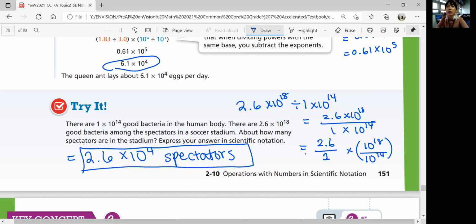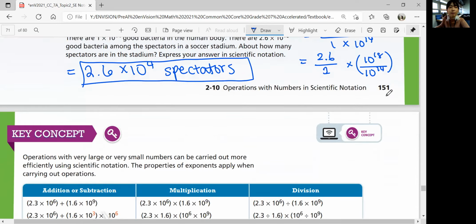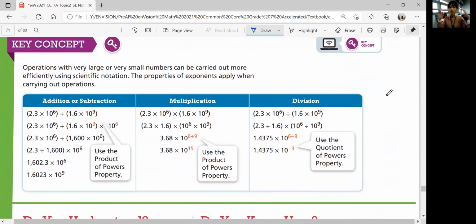All right, that was lesson 2-10. Let's summarize the lesson. Operations with very large or very small numbers can be carried out more efficiently using scientific notation. The properties of exponents apply when carrying out operations. Remember the product of powers property. When you have the same base multiplied to each other, you can add the powers. Using that property backwards, you can separate one expression into two.